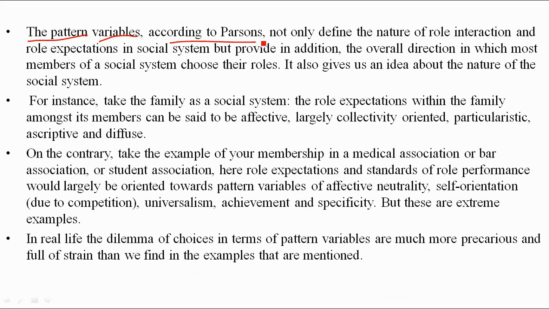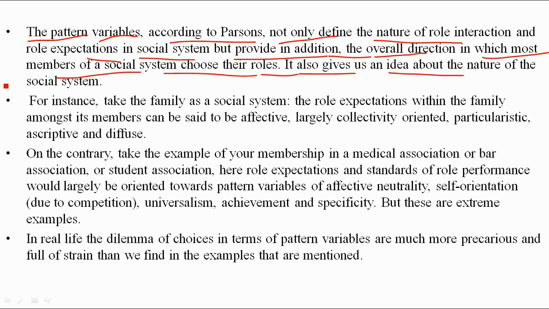So the final thing is that the pattern variables, according to Parsons, not only define the nature of role interaction and role expectation in a social system, but provide in addition the overall direction in which most members of a social system choose their roles. So it also gives us an idea about the nature of the social system. For instance, take the family as a social system. The role expectations within the family among its members can be said to be affective, largely collectivity oriented, particularistic, ascriptive and diffuse.